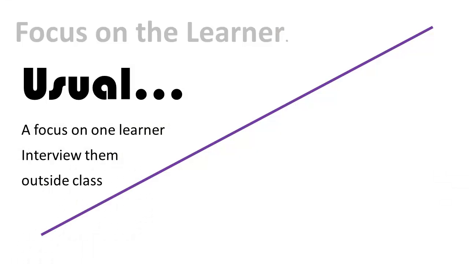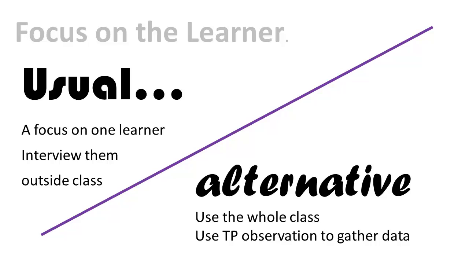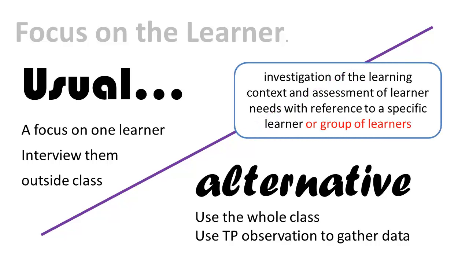The usual then is of course that the focus is on one learner and that you interview them outside of class. The alternative that I've seen in one or two centres is that the whole class is used for the observation. Now, you might be surprised at this, but it's completely within the Cambridge specifications, as you can see here.